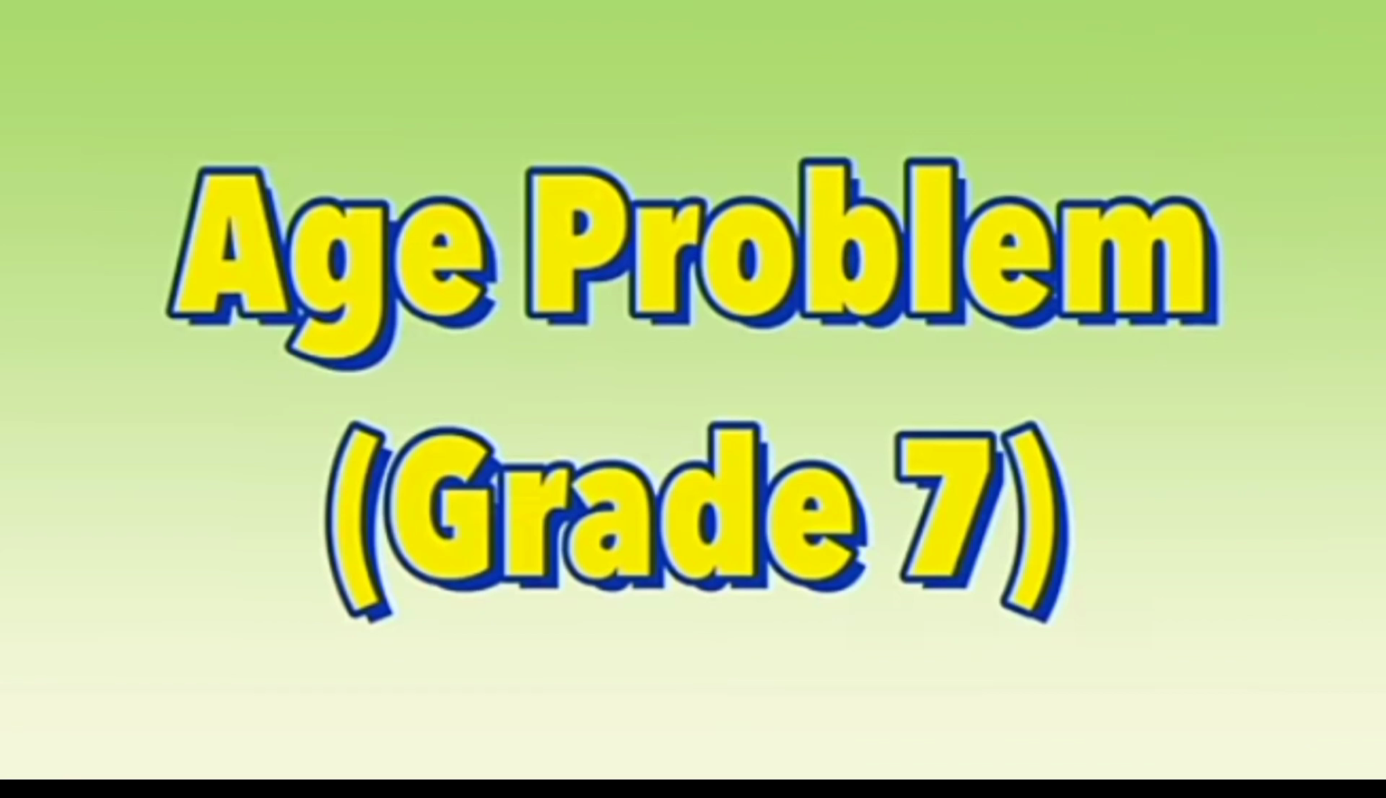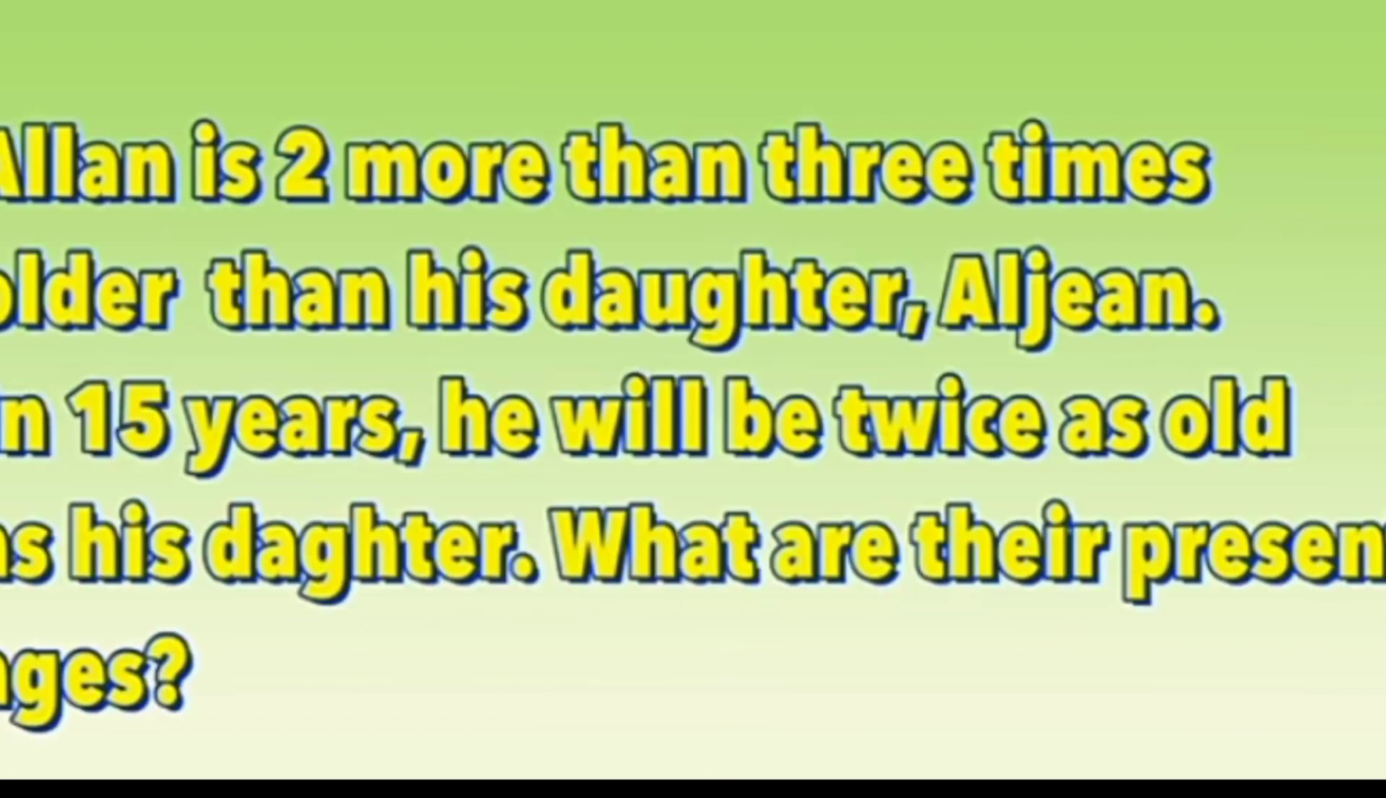Today we're going to answer again the age problem part 2, grade 7. Okay, number 5 problem. Alan is 2 more than 3 times older than his daughter Algin. In 15 years, he will be twice as old as his daughter. What are their present ages?